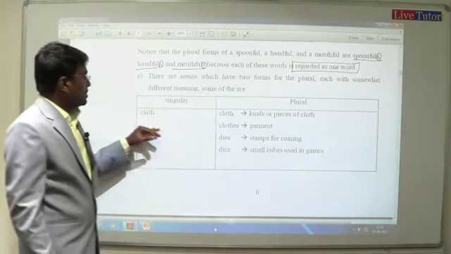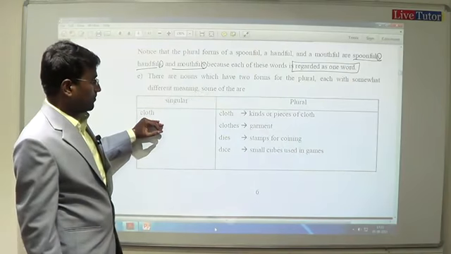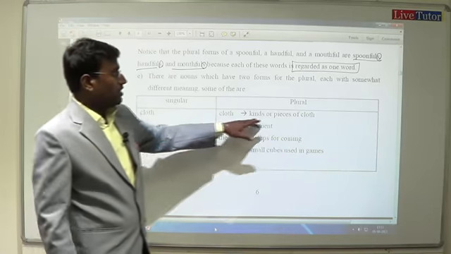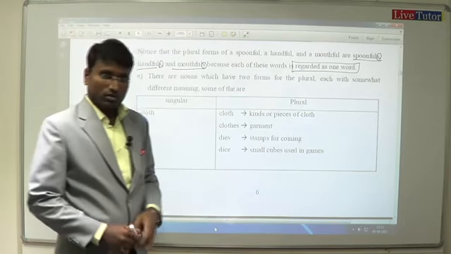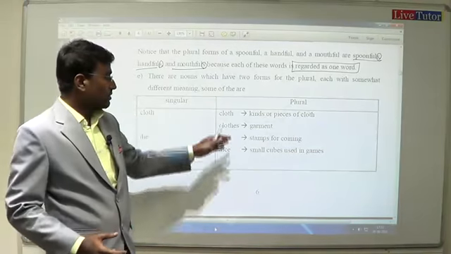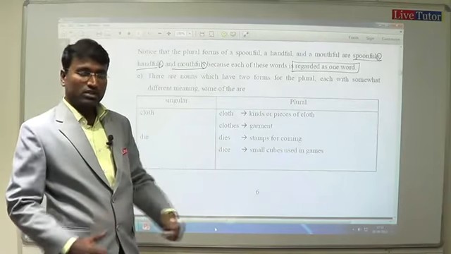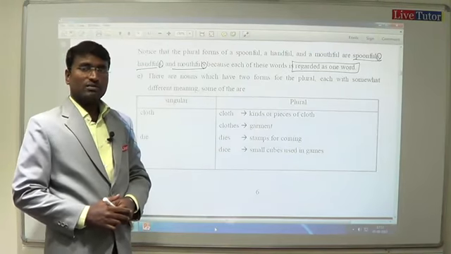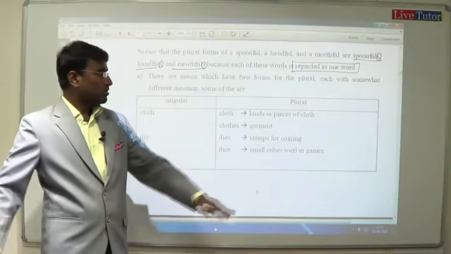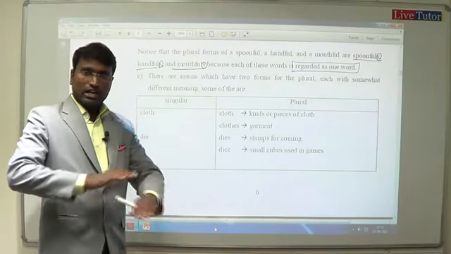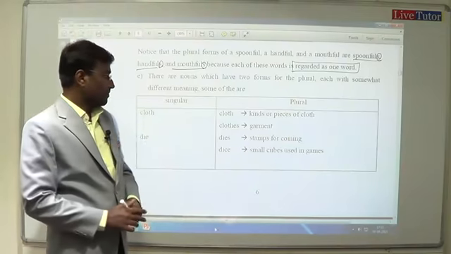Okay, now singular cloth. What is cloth? Kinds or pieces of cloth. Cloth means fabric. What is clothes? Garments. See the difference now? What are garments? They are also cloth, a bundle of it, that is clothes.